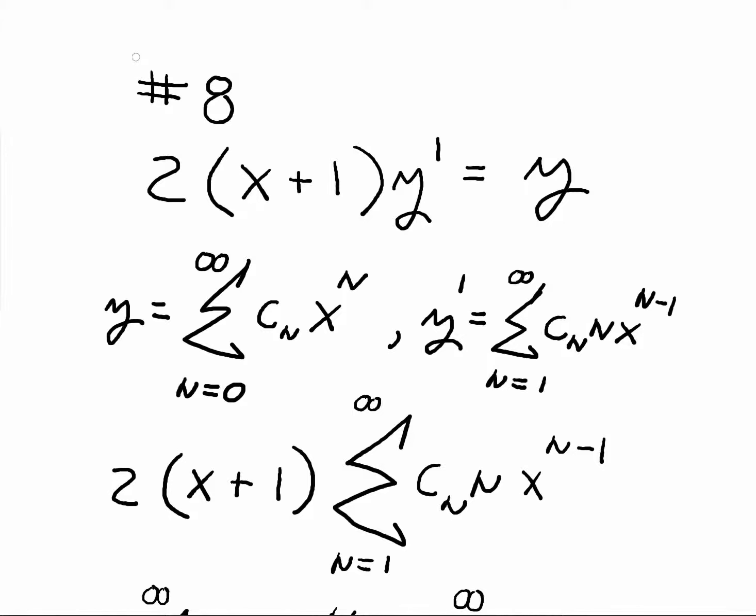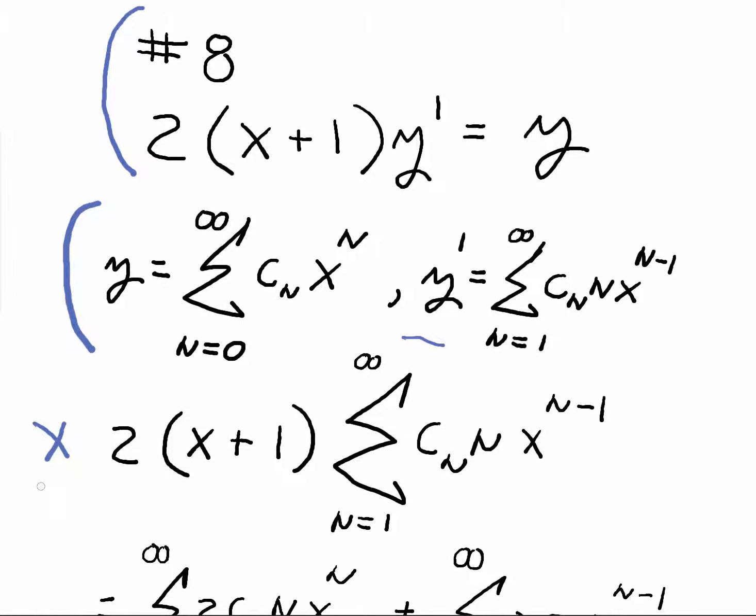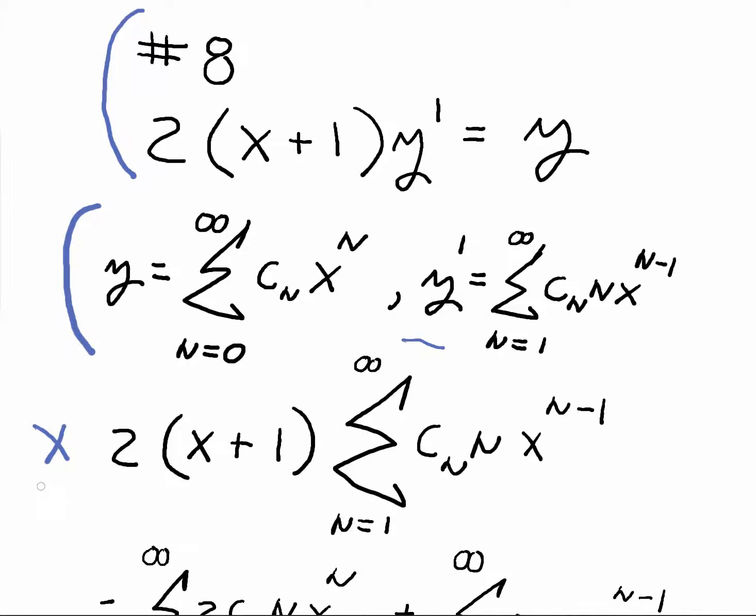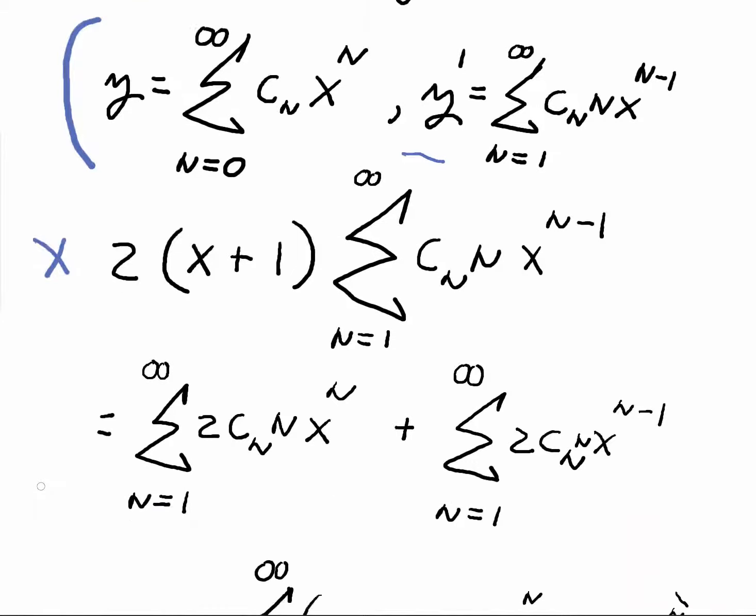So here's our differential equation right here. The idea is you write down these power series. Here's y. You just assume that y is this infinite sum. And if you differentiate this term by term, you get an expression for y prime. Now, substituting y and y prime into the left-hand side of the differential equation, you see that you get this expression here.